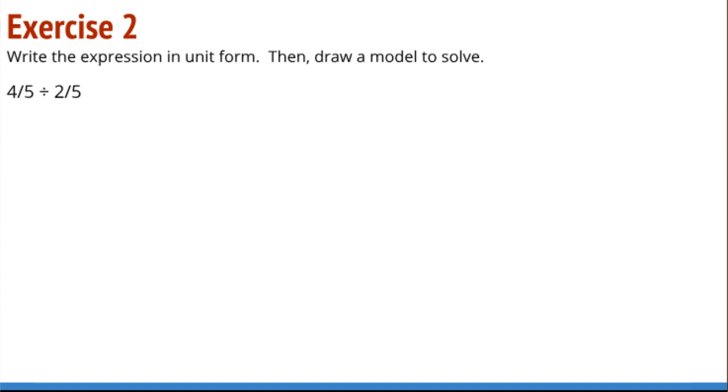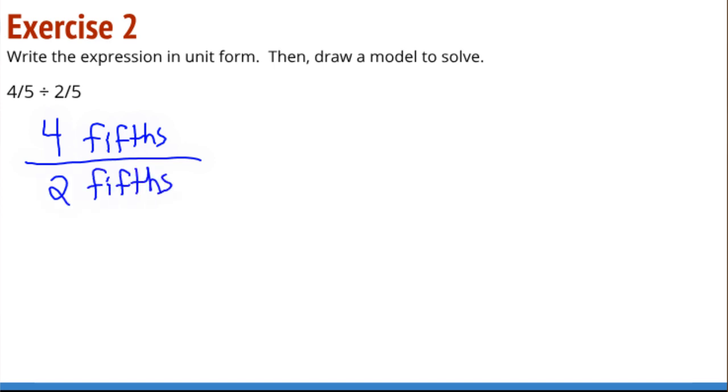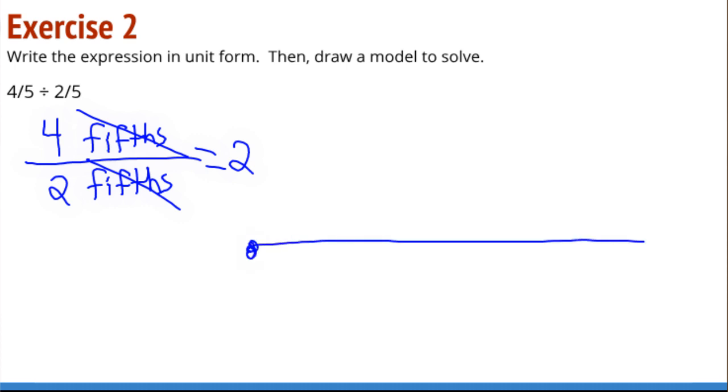There we go. Write the expression in unit form. So 4/5 divided by 2/5. My units will cancel and I'll be left with 2. And I'm supposed to show this with a model. I think I'll try a number line again.